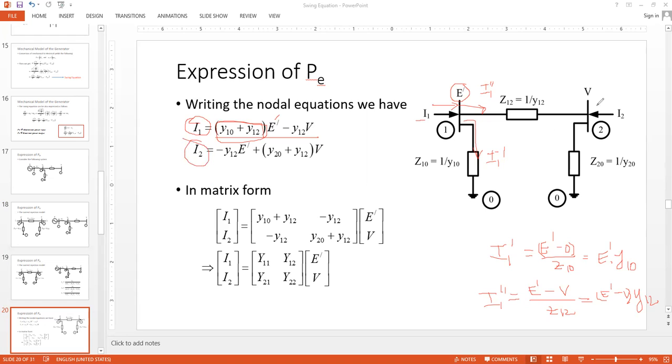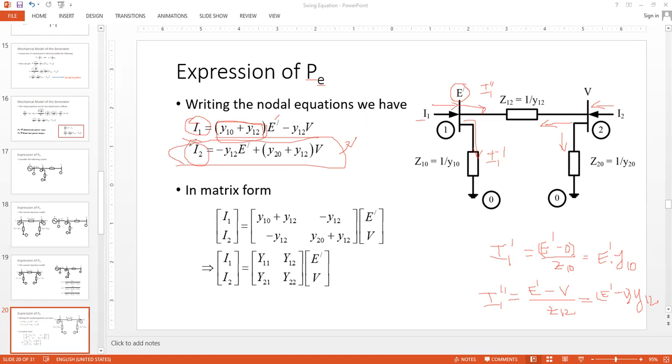Similarly, this is I2, this is your I2 double dash and this is I2 dash. You can also get the expression simply using KVL. Once you are done, I'm not going through this because it is the same process as this.